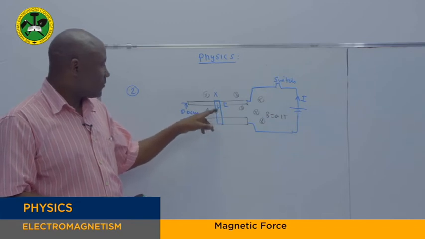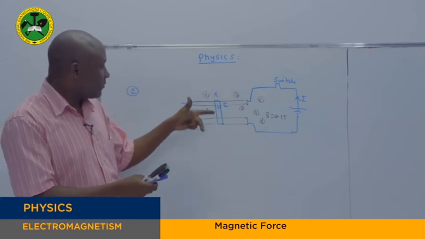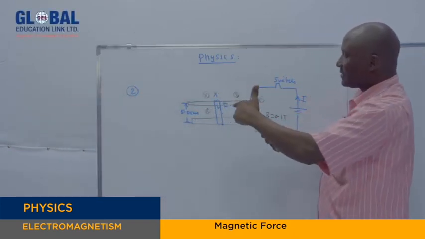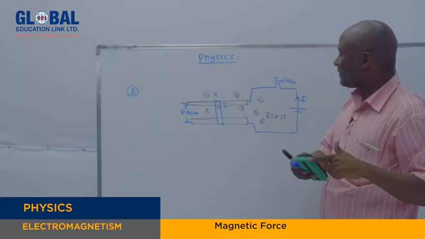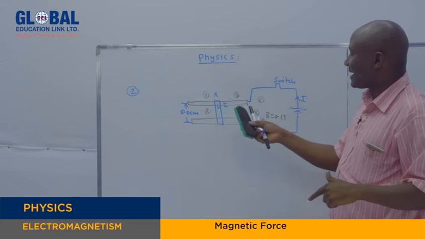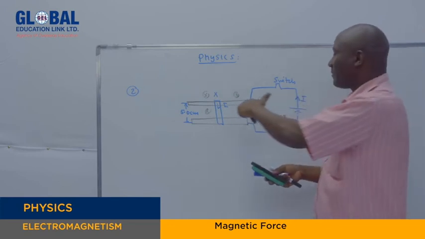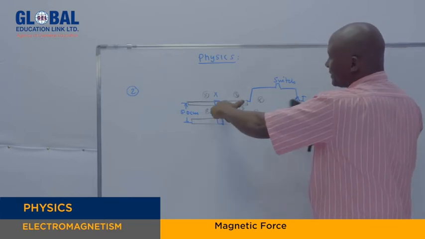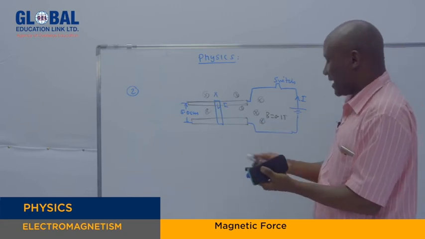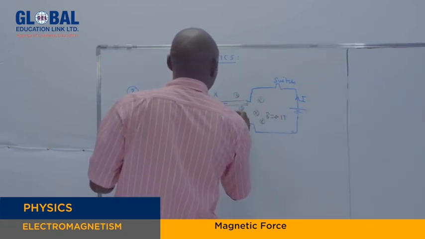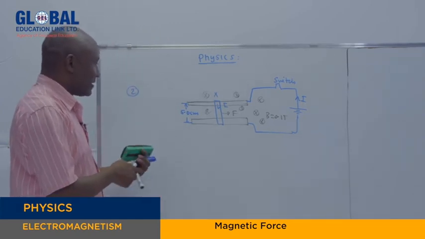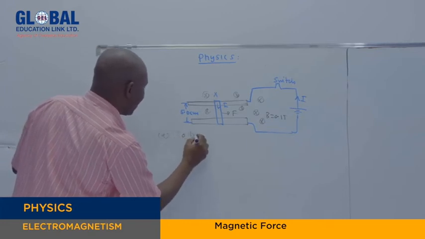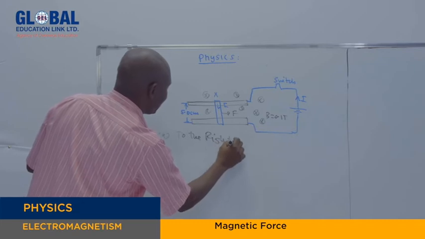Using Fleming's left-hand rule, the current is moving down and the magnetic field is pointing in. The second finger is the current, and the first finger points to the magnetic field, 0.1, pointing into the plane. The thumb points to the direction in which the force will act. So part A, the force will be acting to the right, as shown in this diagram.